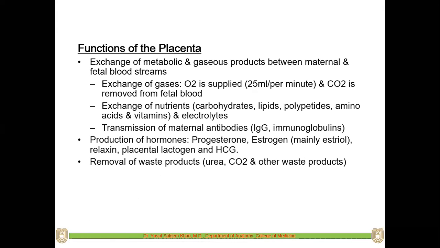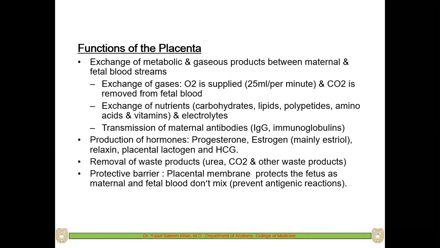Then it also helps in the removal of waste products. We saw that one of the waste products, carbon dioxide, is removed. Along with that, even urea, which is usually removed by the kidneys, but the kidneys are not functioning in the fetus, so the urea as well as other waste products are removed by the placenta. So the placenta functions not only as a respiratory organ and gastrointestinal system, but also as a kidney, helping in the removal of waste products.